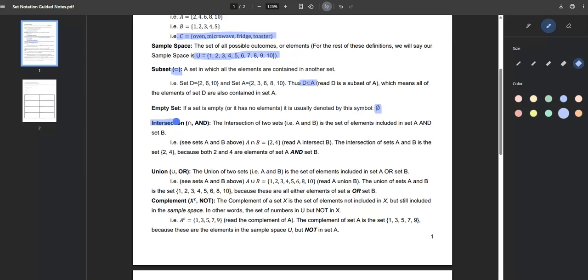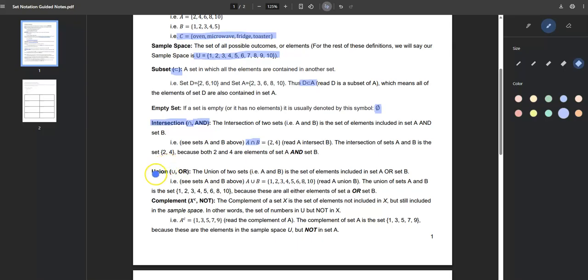So the first one is intersection, and you're going to need to know that sign, and a lot of times we use the word "and" for this. The intersection of 2 sets is the set of elements included in both sets A and B. So it's like, what do they share in common? You could think of it that way. If I have A intersection B, and you can see the symbol, is 2 and 4. That means that 2 and 4 are in both A and B. There might be more things, but 2 and 4 at least are in both of them.